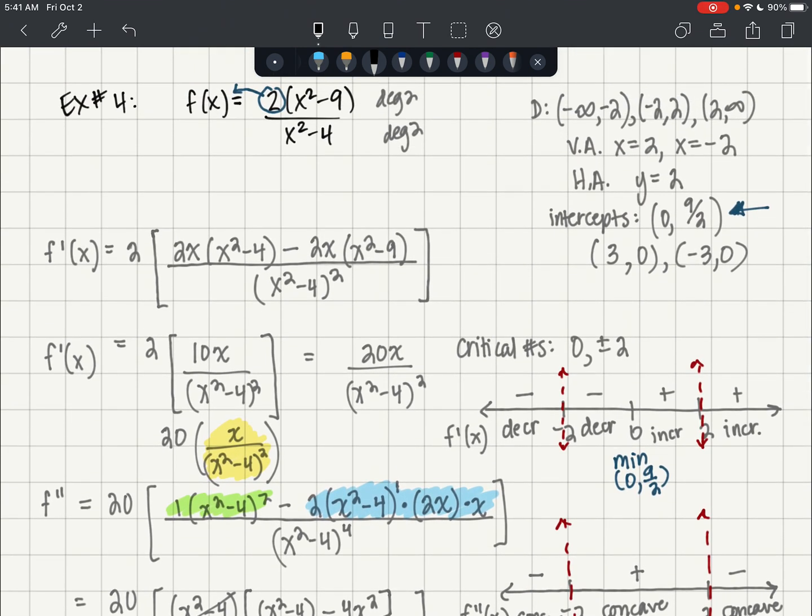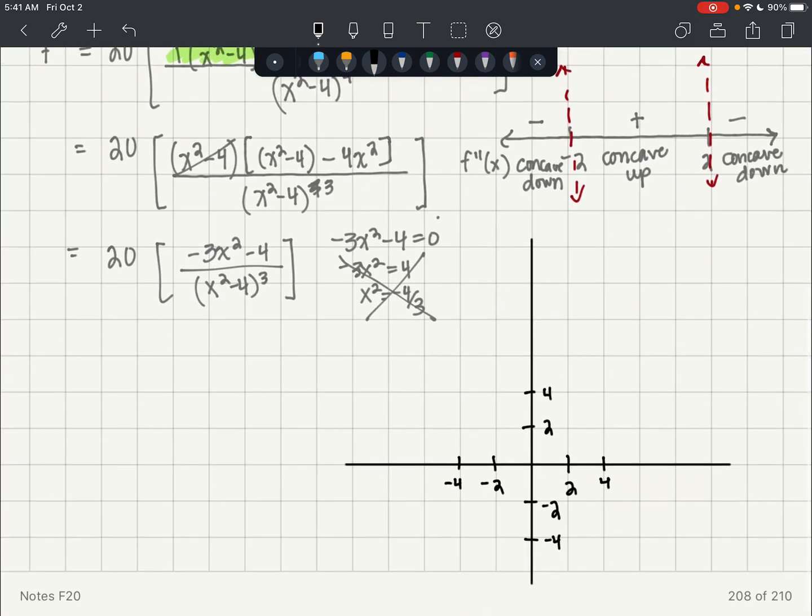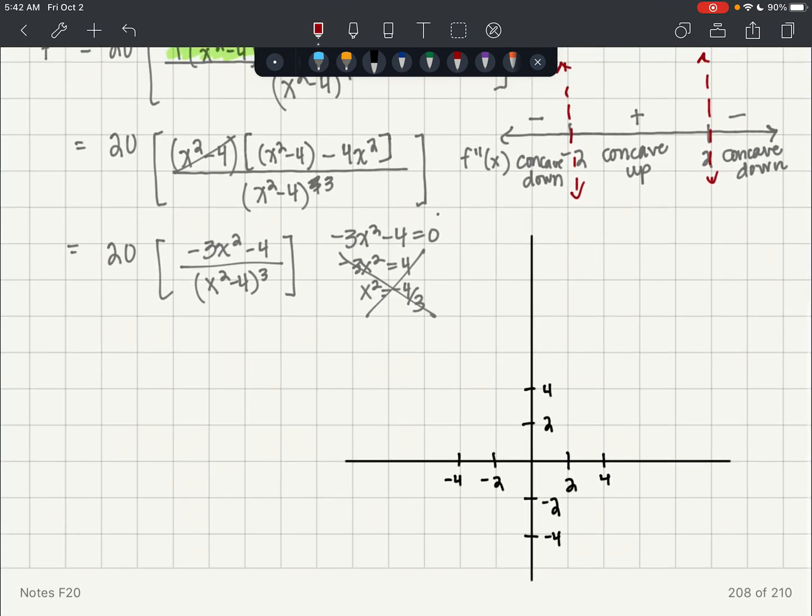Okay, so our domain, our vertical asymptote, I'm going to graph the vertical asymptotes and the horizontal asymptotes first. So our vertical asymptote, we have at x equals negative 2, and we have another one at x equals positive 2. And then we have a horizontal asymptote at y equals 2.